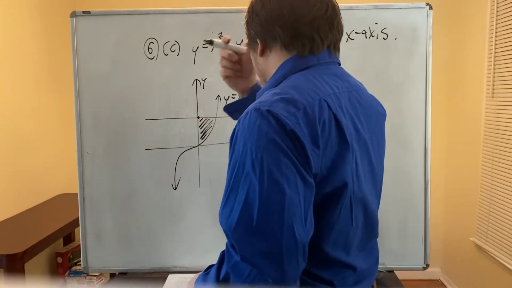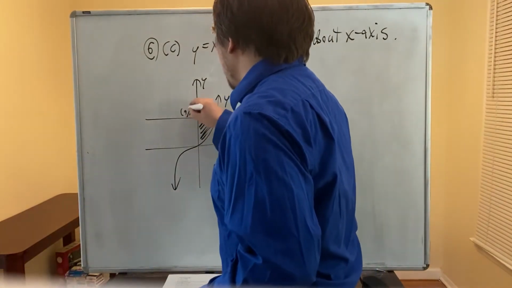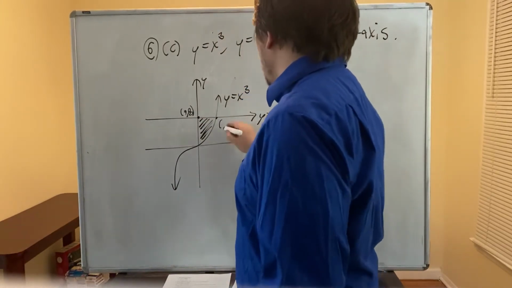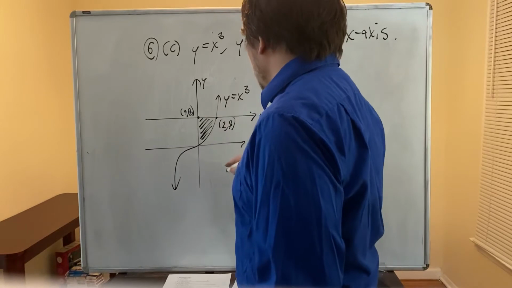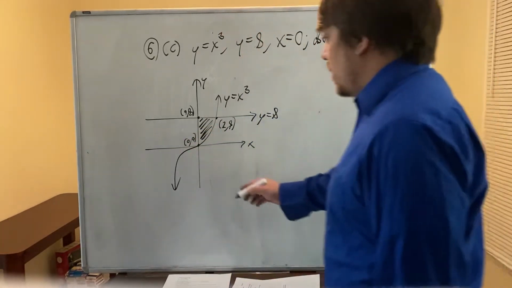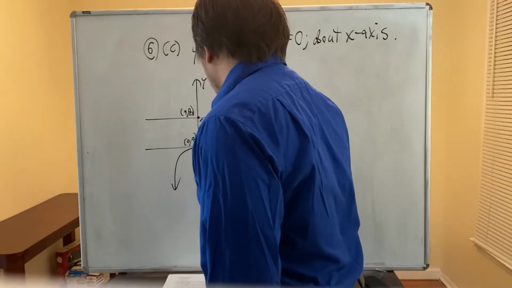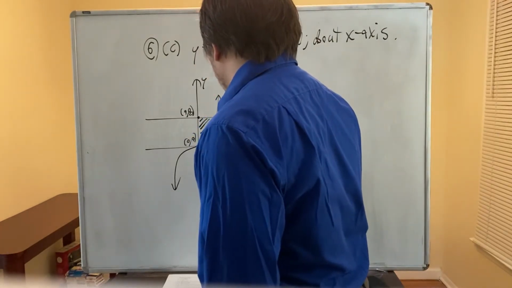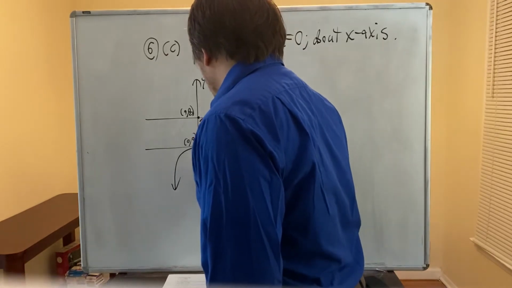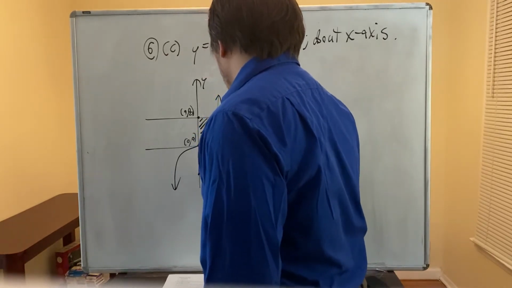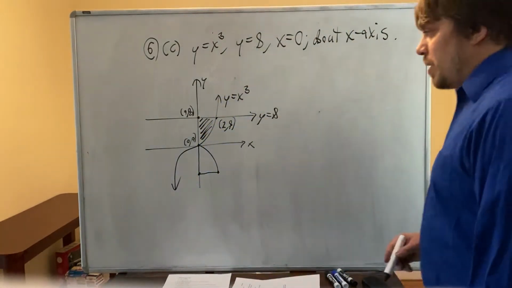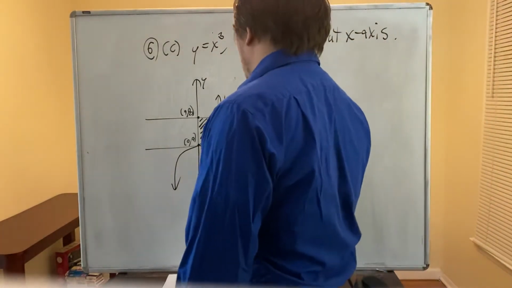This intersection point is 0, 8. This intersection point, well, when x is 2, y is 8, so that's 2, 8. That's the origin, 0, 0. Now rotate that around, and we're going to get that there. And this point is going to rotate here. That's part of the region, and then that will rotate there. So that's the region rotated about the x-axis.